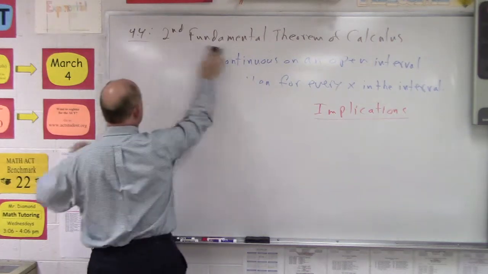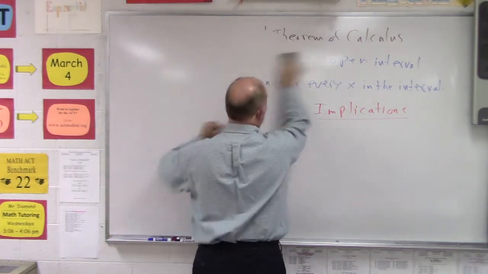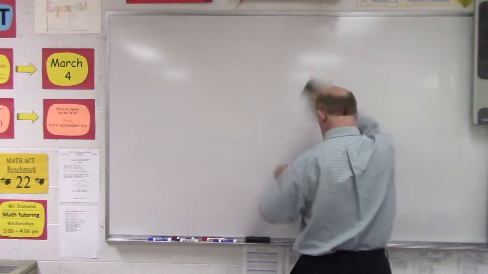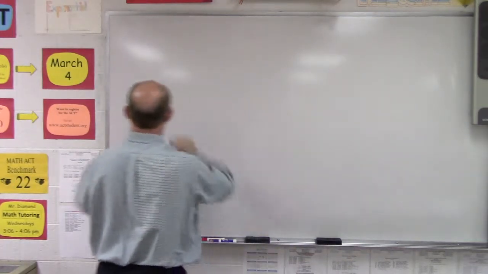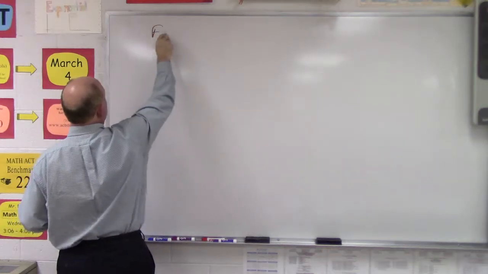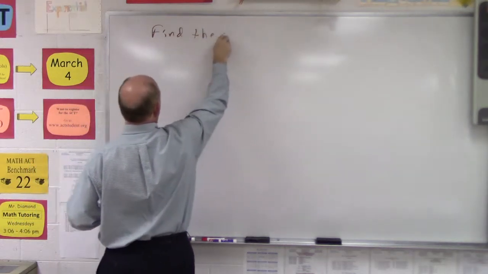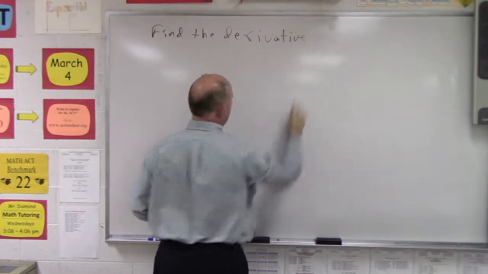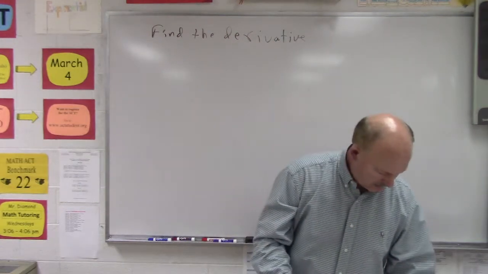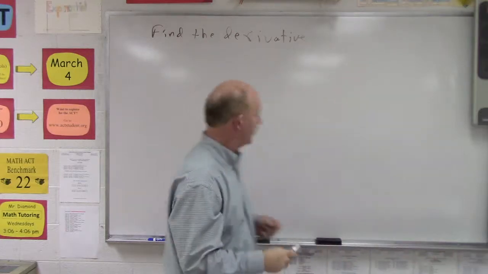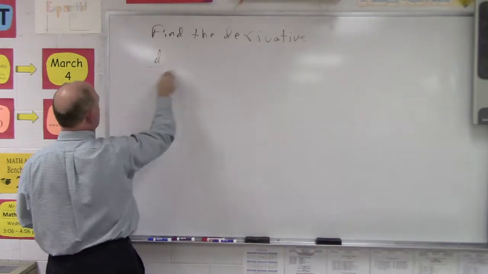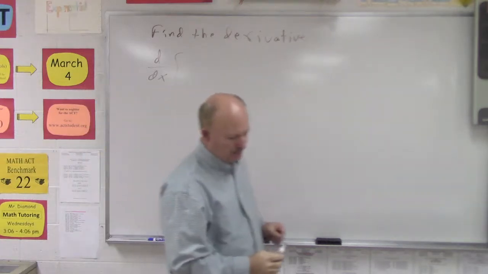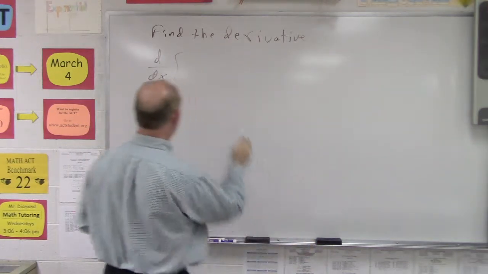Let me erase this. Let's see if we can find the derivative. Now let's try this here. We'll find the derivative of, so d over dx of, let's do the integral from a to x.